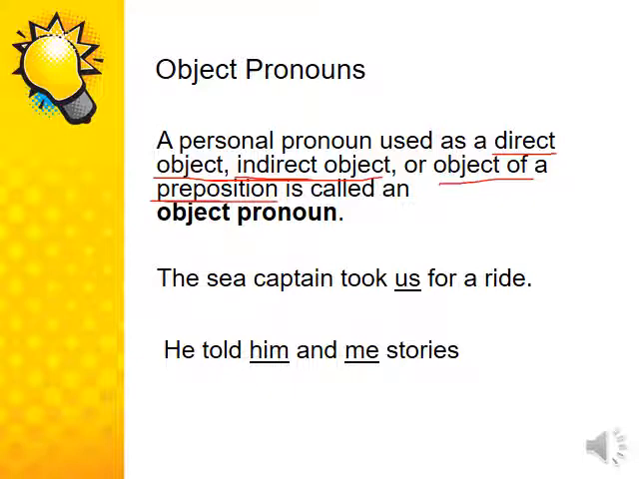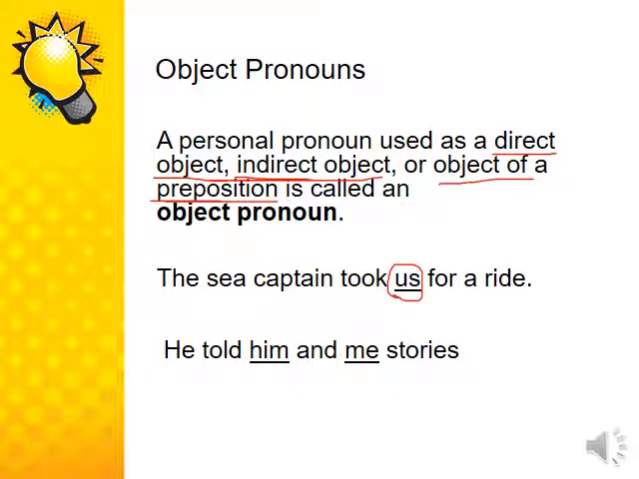The object of preposition is also called an object pronoun, or we can use also an object pronoun as an object of preposition. Okay, so let's look at the first example, the sea captain. The sea captain took us for a ride. So us here is the object pronoun because it answered the question about the object of the sentence.